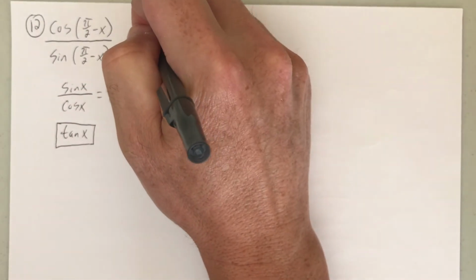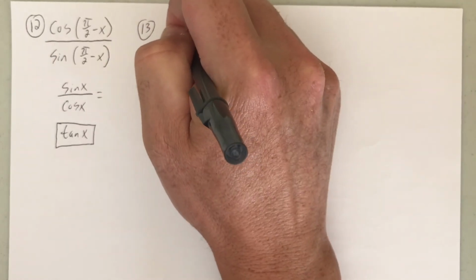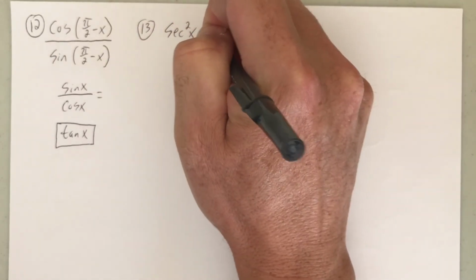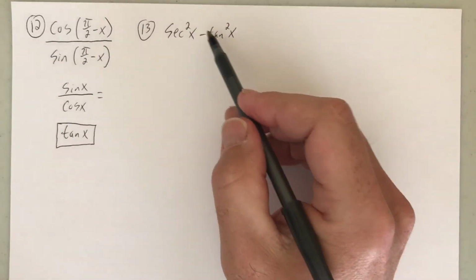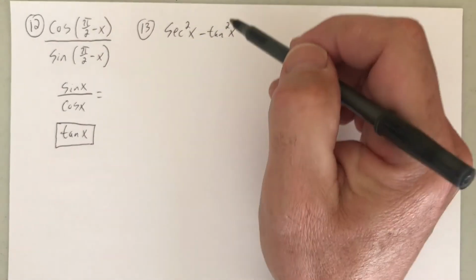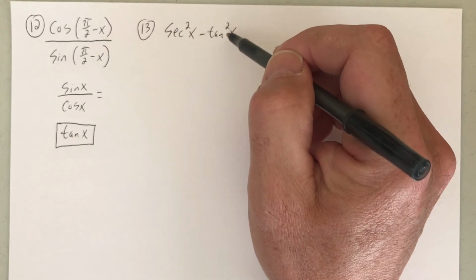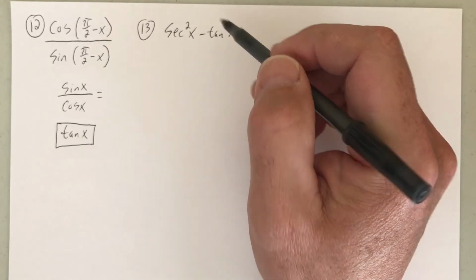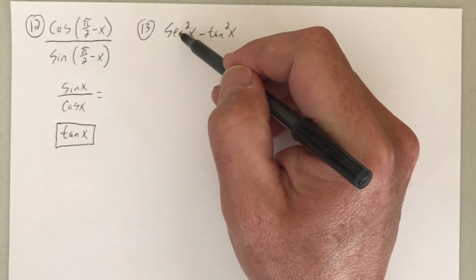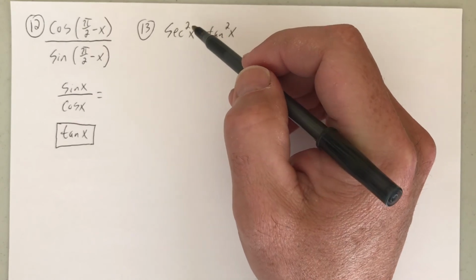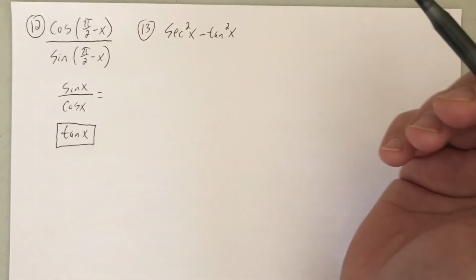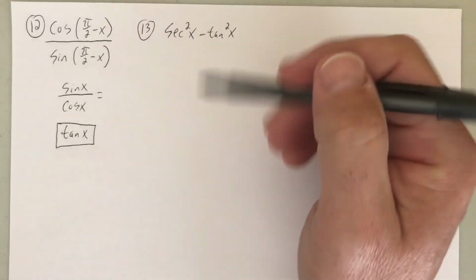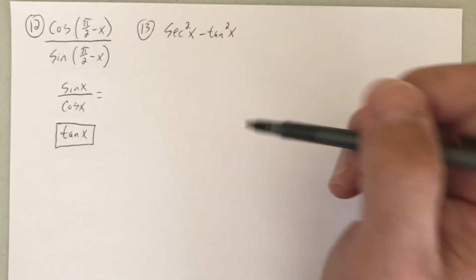So looking at number 13, we got secant squared x minus tan squared x. Now this, I got a bunch of options here. I can go ahead and use a Pythagorean identity to replace tan squared x. I can use a Pythagorean identity to replace secant squared x, or I can go ahead and switch these over to sines and cosines. So I'm going to do all three just to show you how you can go through the same problem 3 different ways.